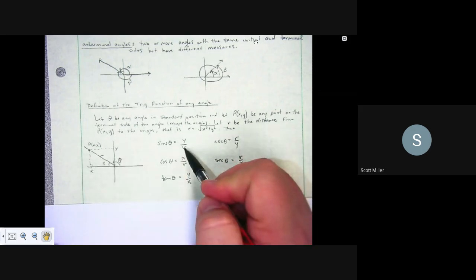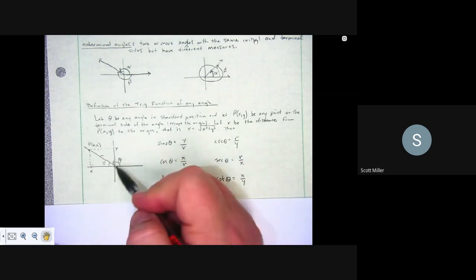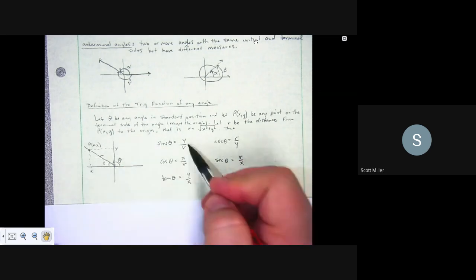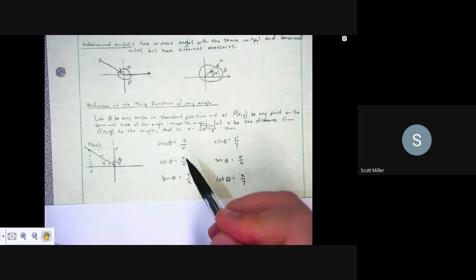That's why it works this way. So y over r. From here, y would be opposite, and r would be the hypotenuse. So that's why it's still the same thing: opposite over hypotenuse, or y over r.